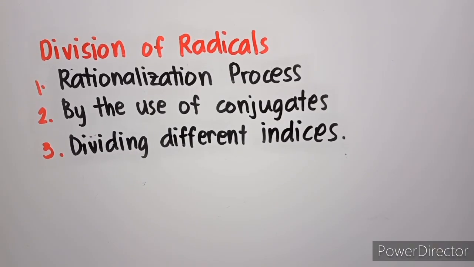Division of radicals. Sa division of radicals, meron tayong 3 cases. Ang number 1 is by the use of rationalization process, in which na-discuss na natin ito dun sa ating last video. Then also, case number 2, by the use of conjugates. Na-discuss na din natin ito dun sa last video. At ang number 3, dividing radicals with different indices. So we are going to show illustrative examples with these 3 cases.